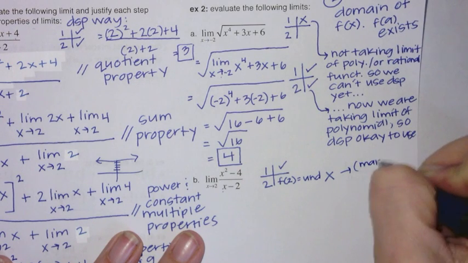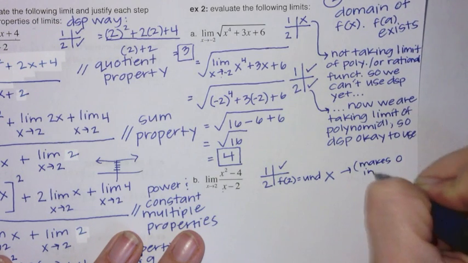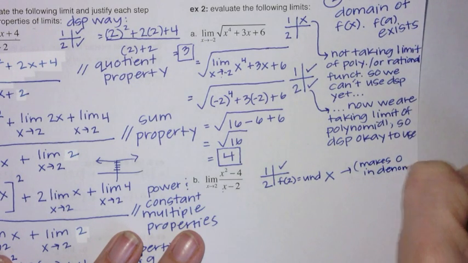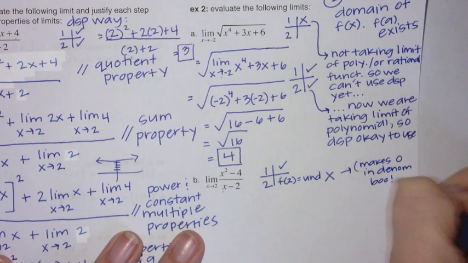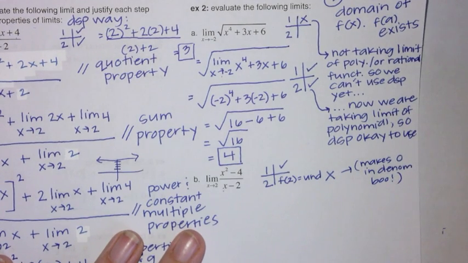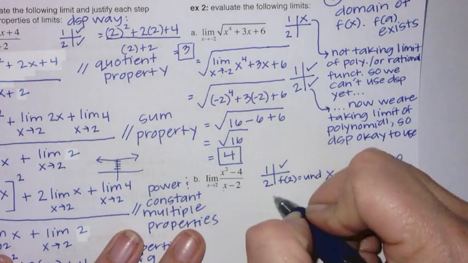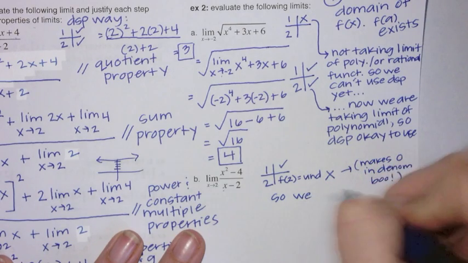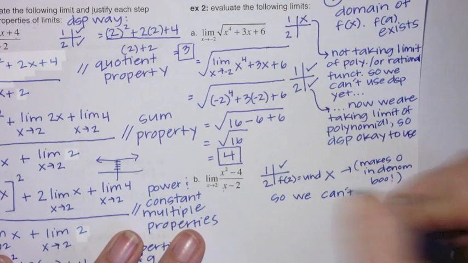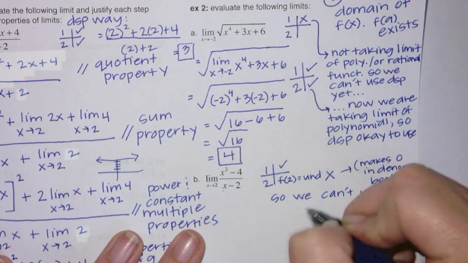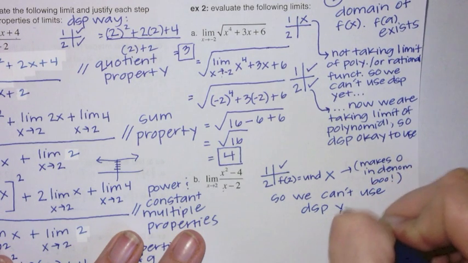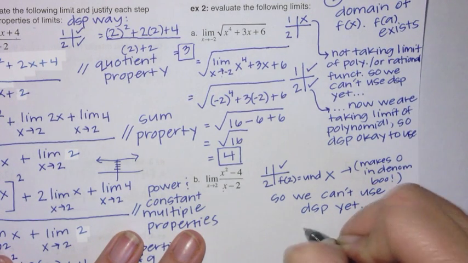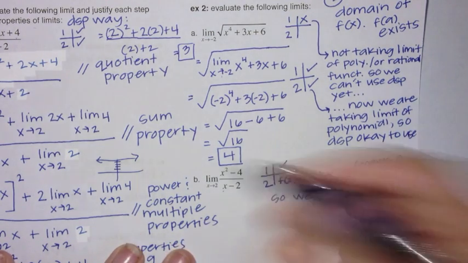Makes 0 in the denominator. Boo. So we can't use the DSP yet. But we're going to be cool, and we are going to manipulate.